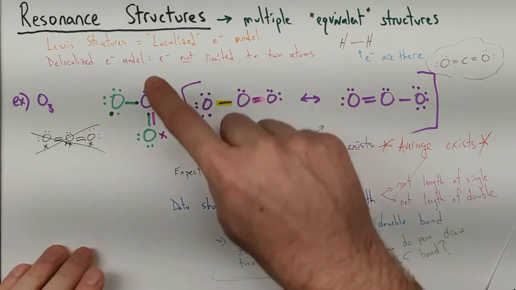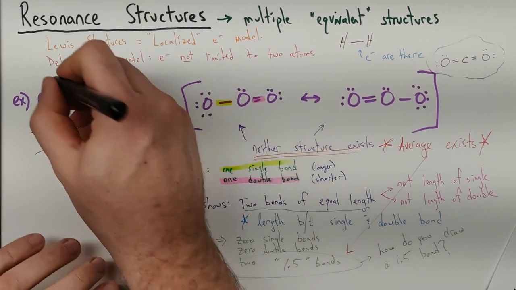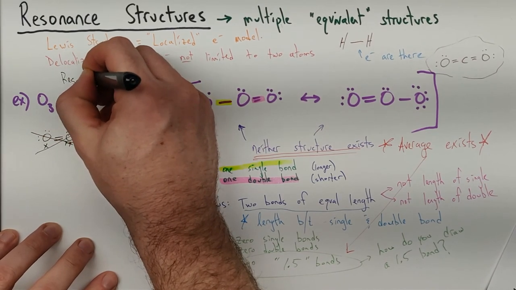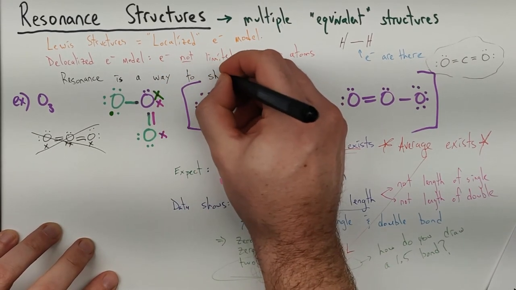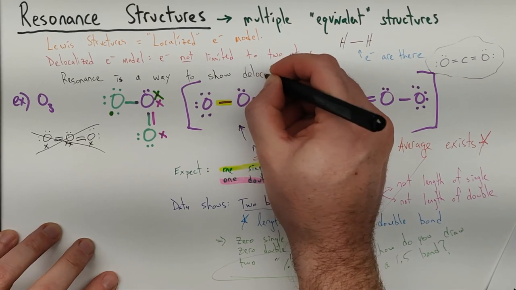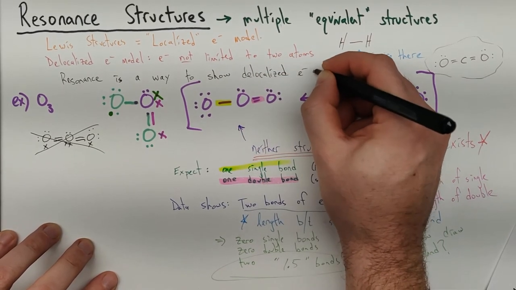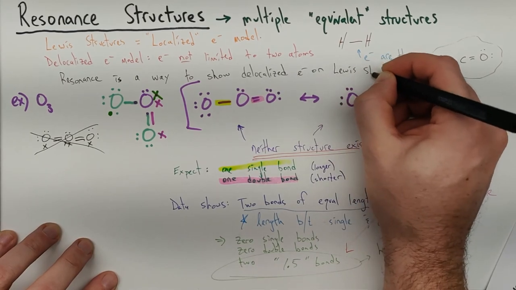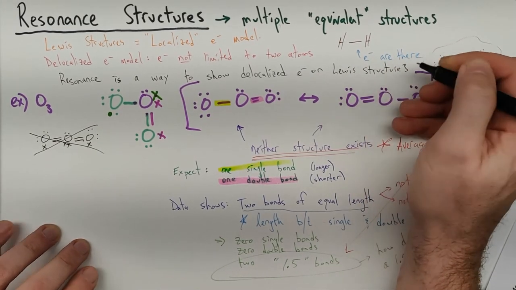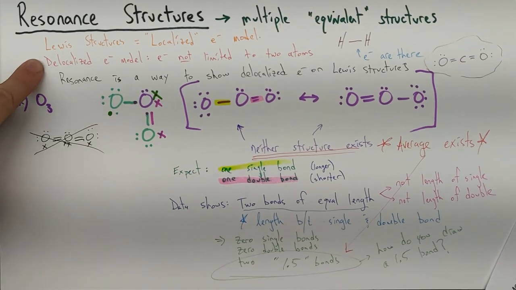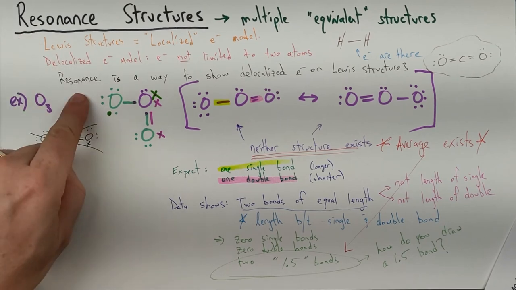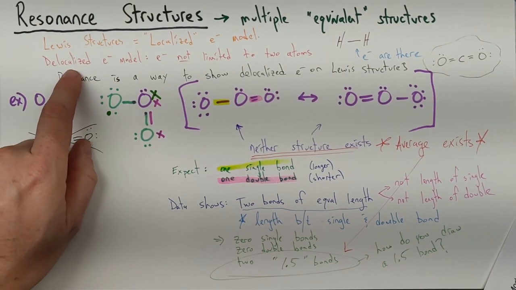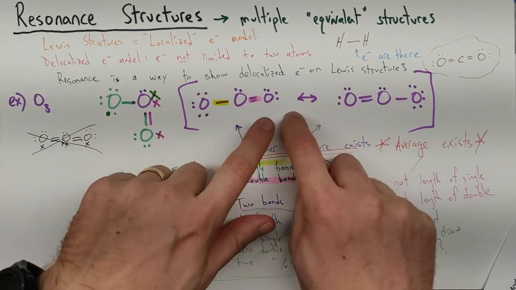So let's put some words in up here where I promised we would. So resonance is a way to show delocalized electrons on Lewis structures. All right. And I know you may be saying to yourselves, why don't we just draw a delocalized electron model? And the answer is because it's a lot more complicated. All right. Some things are conveniently simple, and it's easier to do them and learn small band-aids, some exceptions, as opposed to using something that's significantly more complicated. So in this case, resonance is how we do that.